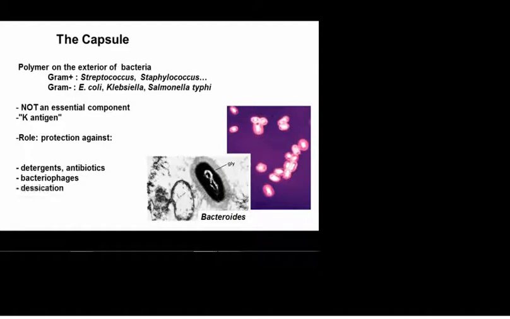Also, they can be useful to protect against desiccation because they're often quite hydrophilic, so they can retain water inside this layer here. And if bacteria are isolated on a surface, then it will prevent them from drying out. And in terms of pathology, capsule antigens are often very important virulence factors because they will prevent bacteria from being phagocytosed by neutrophils.